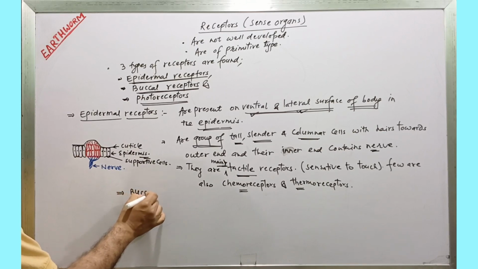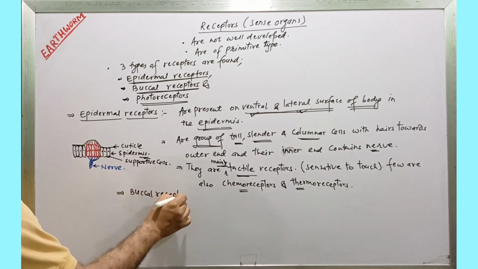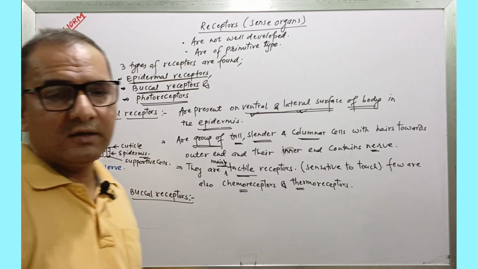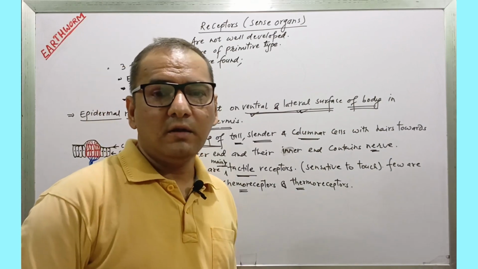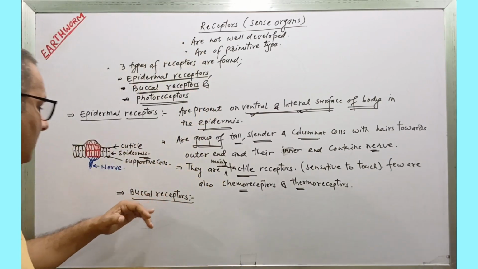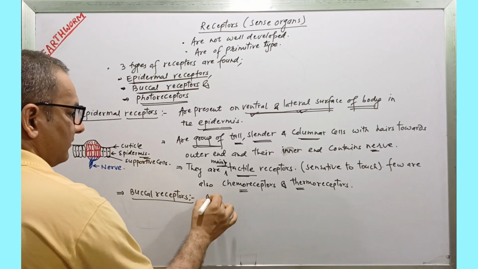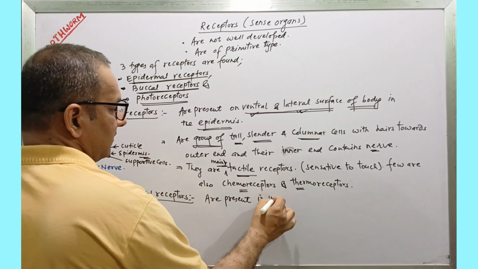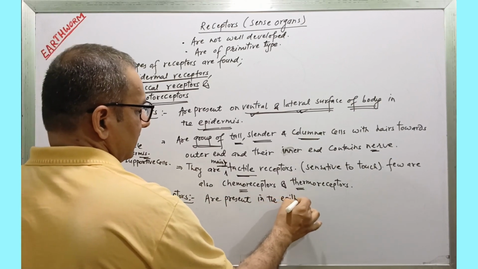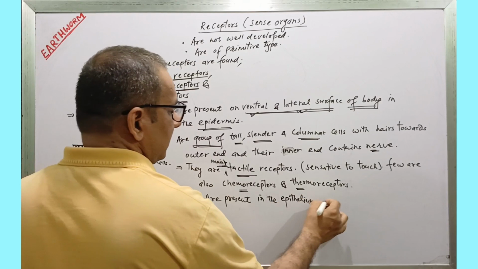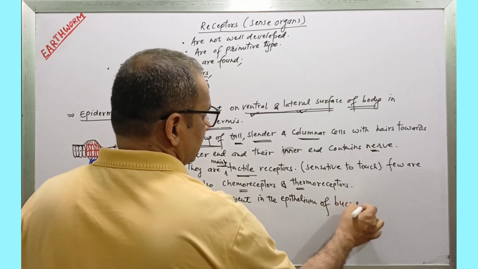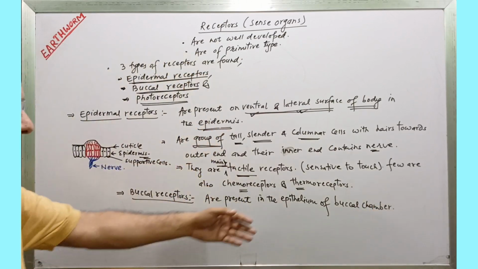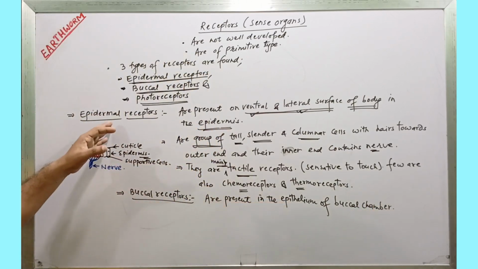Buccal receptors. The buccal receptors are present in the epithelium of the buccal chamber. They are edge-like, as epidermal receptors.